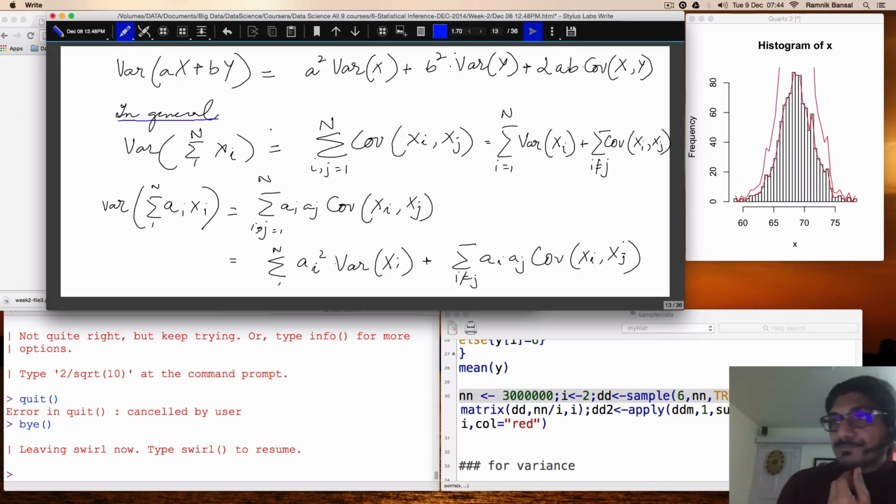So now I'm saying, in general, the variance of x plus y plus z and so on. What is that? In the general case, it is nothing but the covariance of xi comma xj, where i ranges from 1 to n, j also ranges from 1 to n. So basically you'll get all the possible combinations, and I can split it. I can say this is nothing but the variance of xi for i equal to 1 to n plus the covariance of xi comma xj where i is not equal to j.